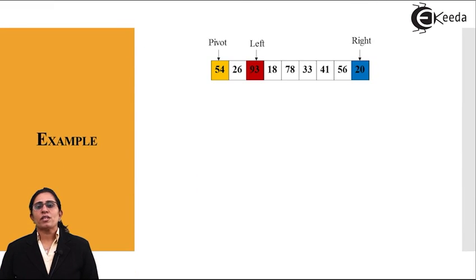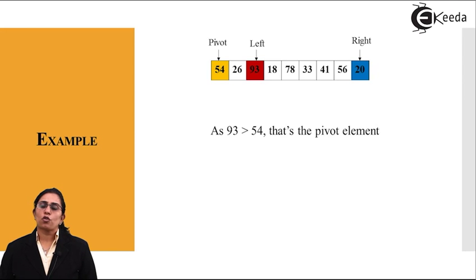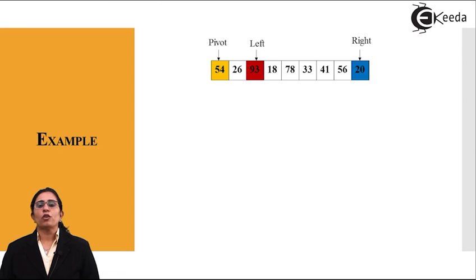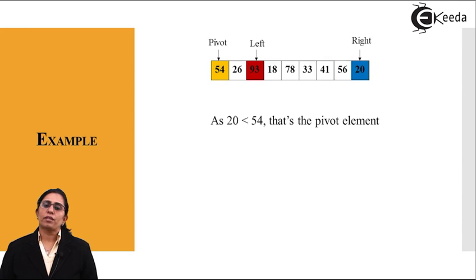What do we do? As we said in the code, we do left plus plus. So as we do left plus plus, my left comes at a position where the value stored is 93. Now we compare. 93 is greater than 54, which is the pivot element. So we do not do anything and we move to the location of right. So my left remains unchanged and I move to right. Now I compare the value of right with the pivot element.